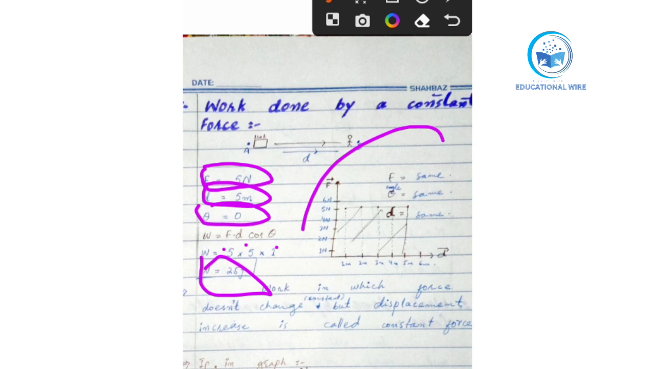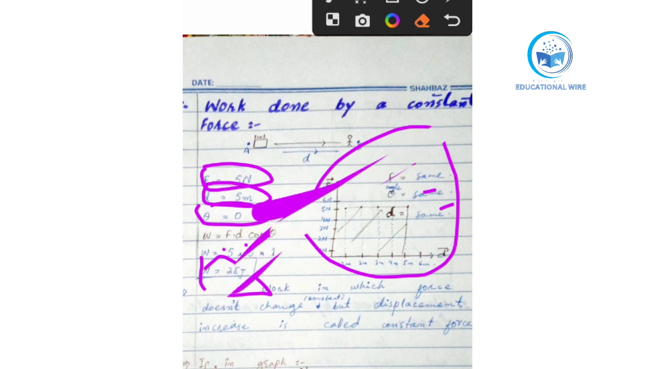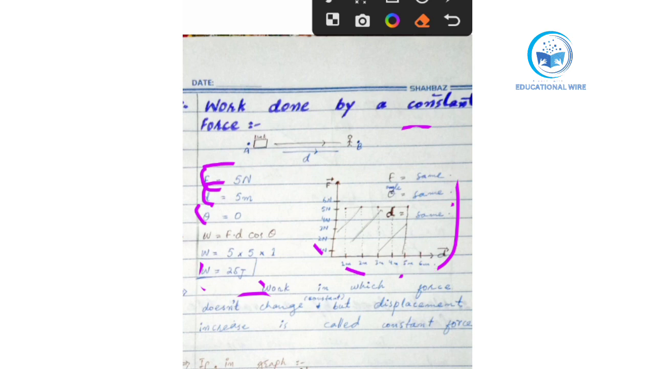Okay, now as we have done over here in a graph position, force will remain the same. In work done by a constant force, the angle will remain the same and the displacement will remain the same. How? We should know how. Like this is F, and this is D. Force is in a vertical position, displacement in a horizontal position.